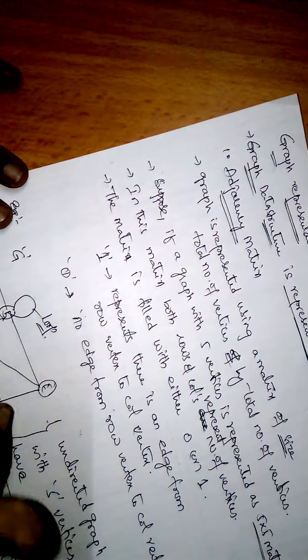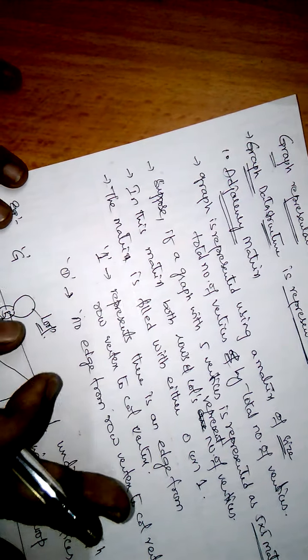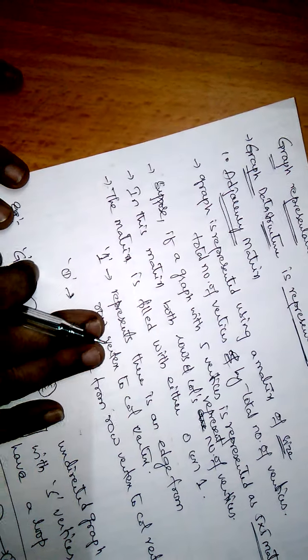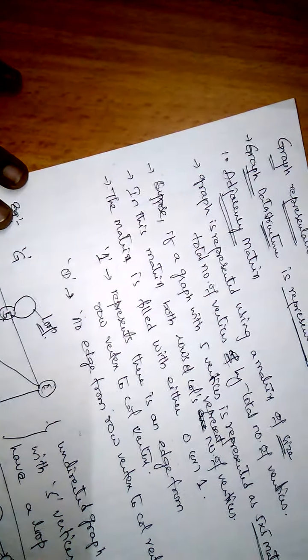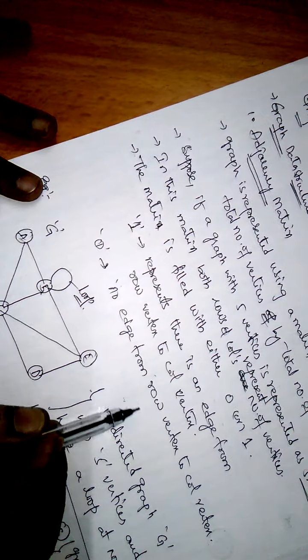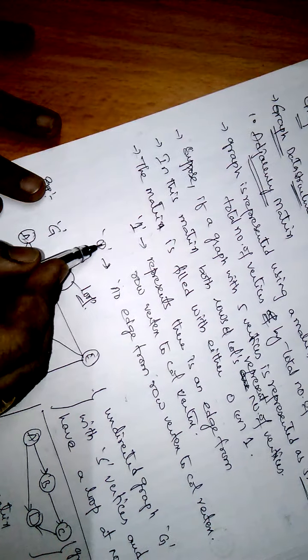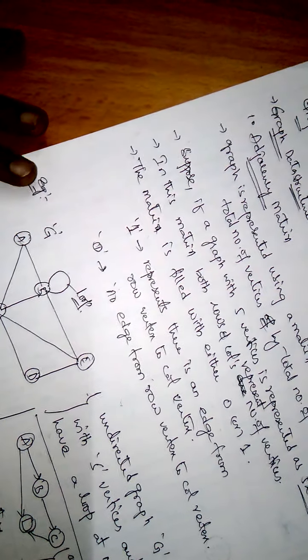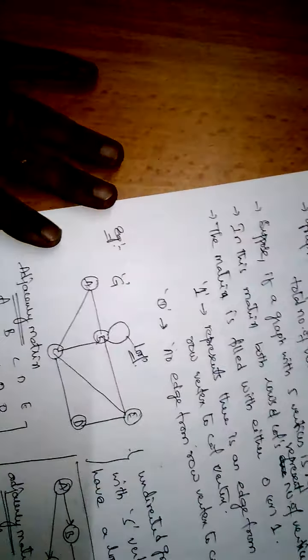So if there is an edge from one vertex to another vertex, that means from row vertex to column vertex, then we represent its value as 1. Suppose there is no edge from row vertex to column vertex, we will represent its value as 0. We will see the adjacency matrix with an example.